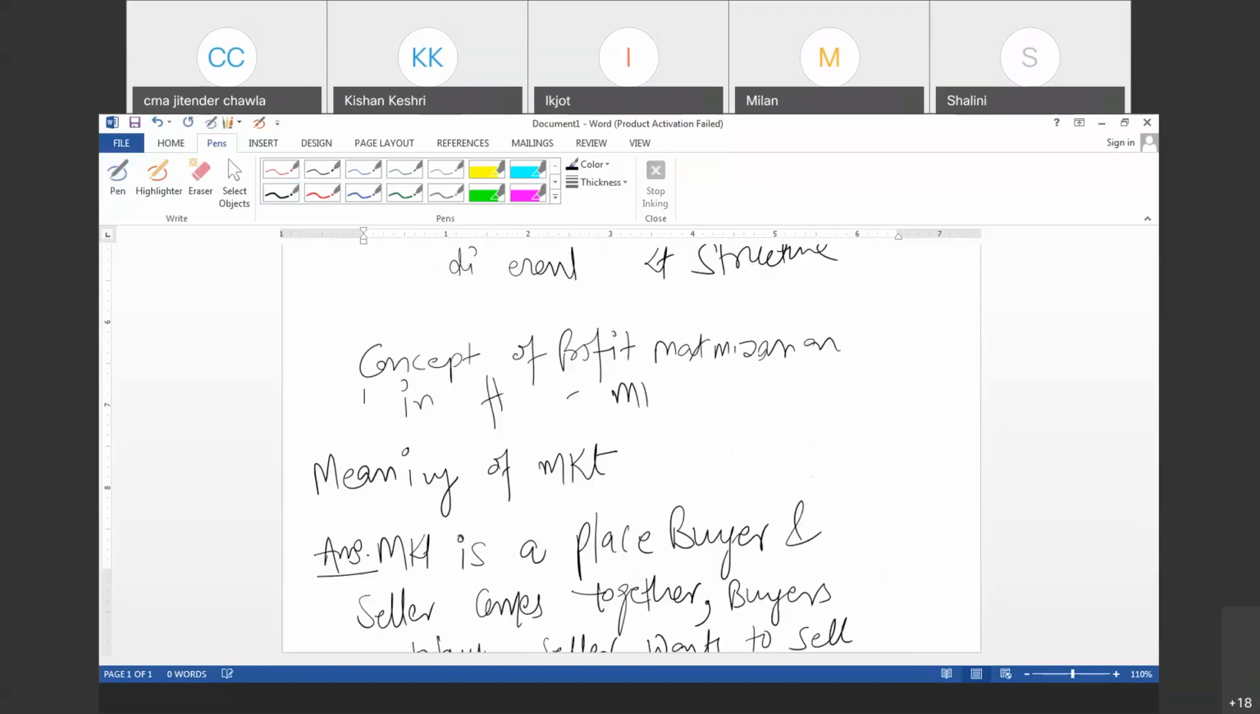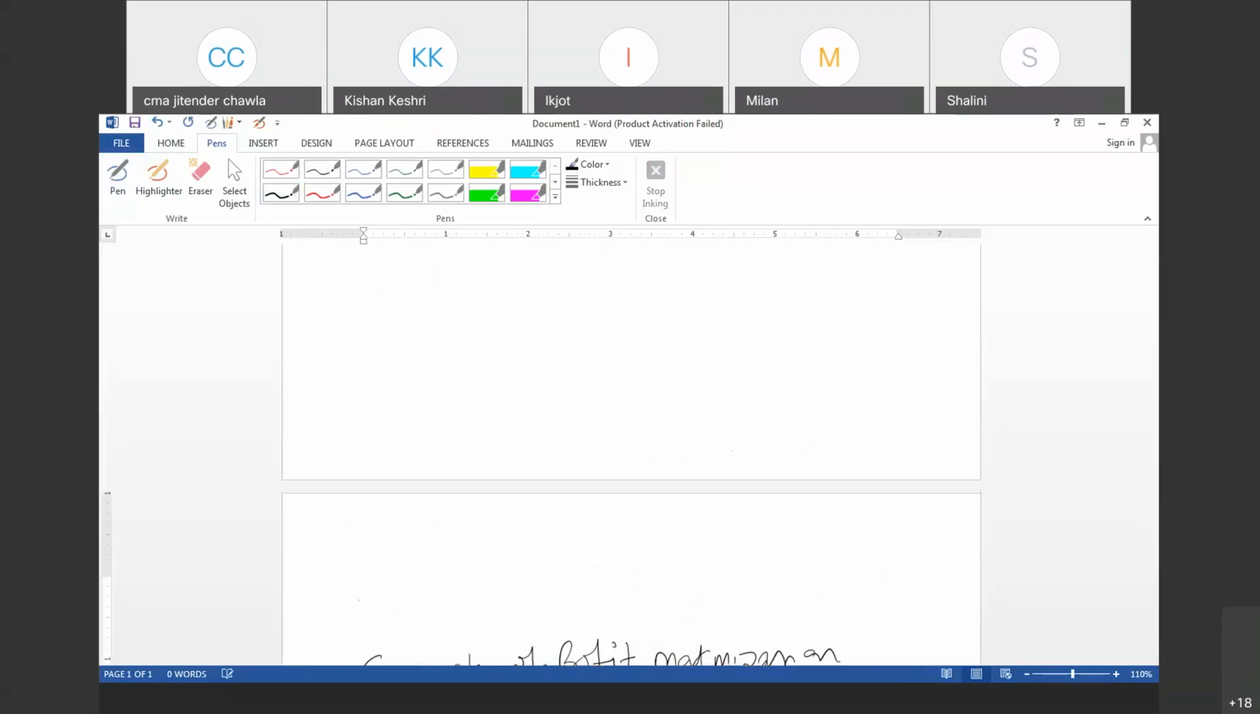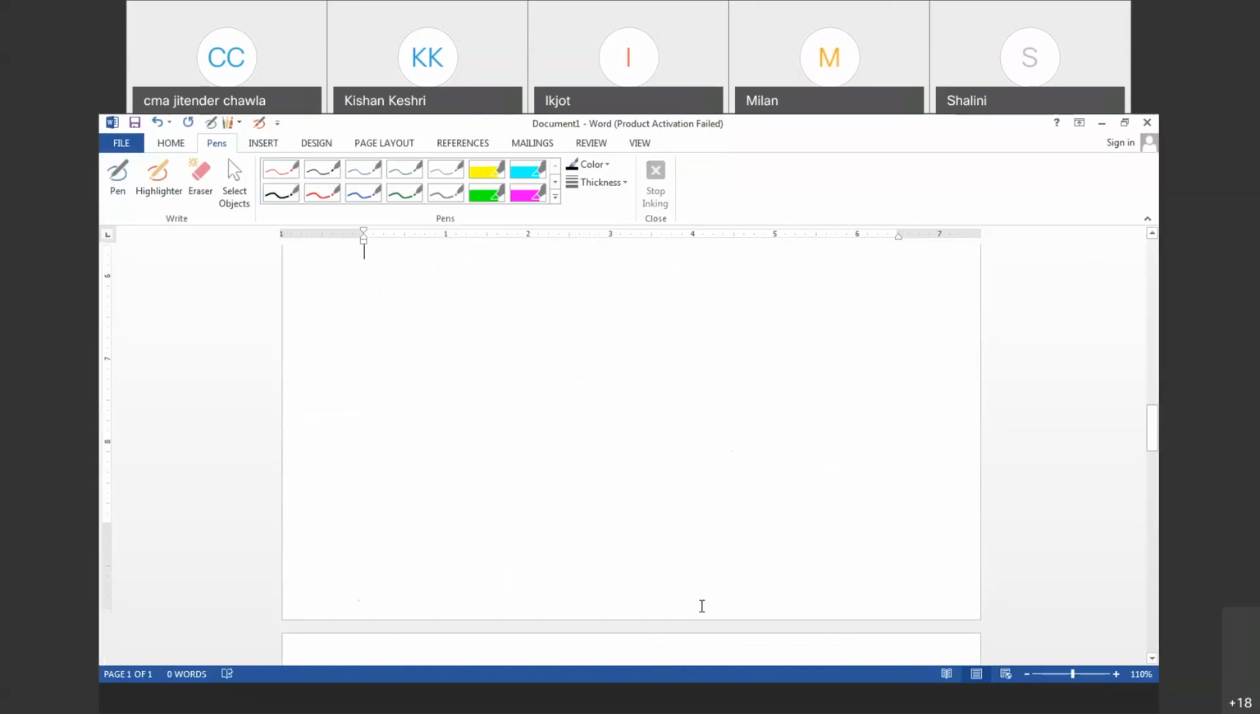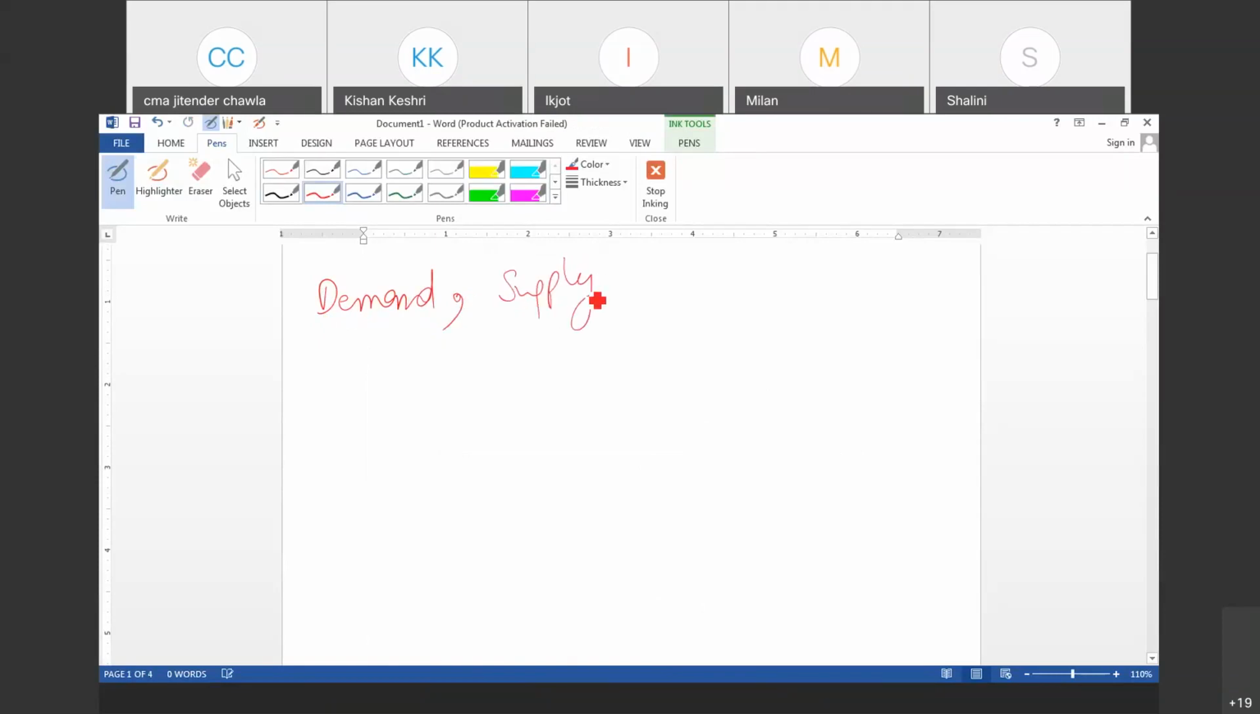Now, we look at what are the aspects that we have to study. First aspect that we have to study is demand. Then we study supply. Then we club them together to study about market. Demand comes from where? From the buyer's point of view. Supply comes from the seller's point of view.